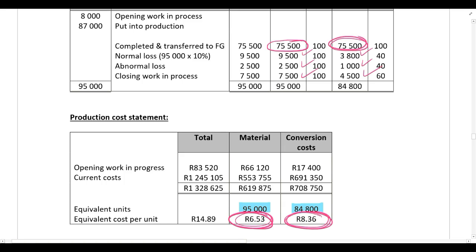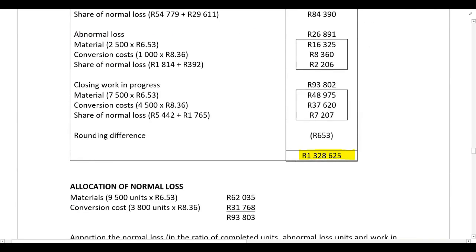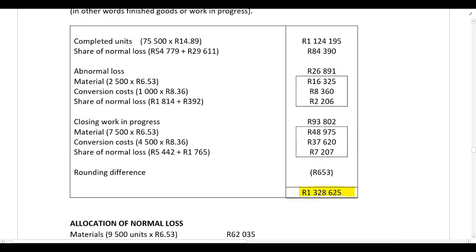And what we're doing is we're reconciling this cost over here, guys. So what you're going to see is if we look at our allocation statement, the total of our allocation statement ties back to this total here. So all we're doing on the allocation statement is we're saying that is the total cost, and how is that cost split? What's opening work in process? What's closing work in process? What's abnormal losses, etc.? What is the split of everything?